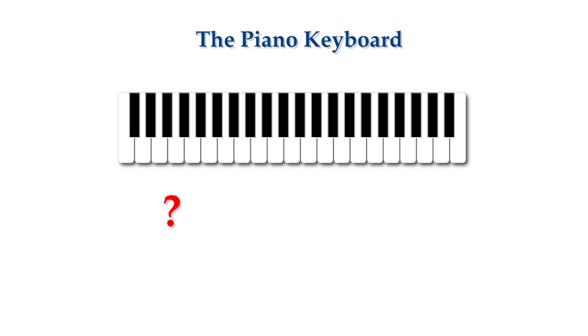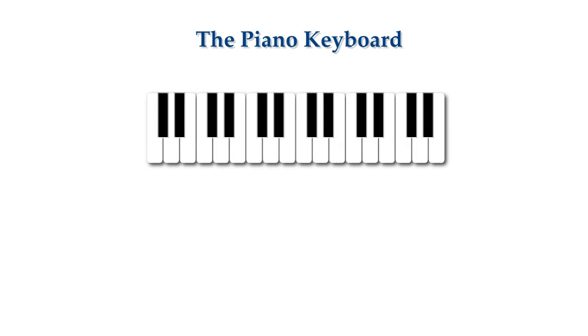If the keyboard looked like this, with a black key in between every white key, how could we figure out which note was which? On the piano keyboard, the landmarks that you can see and feel are where the two white keys are next to each other, with no black key in between.